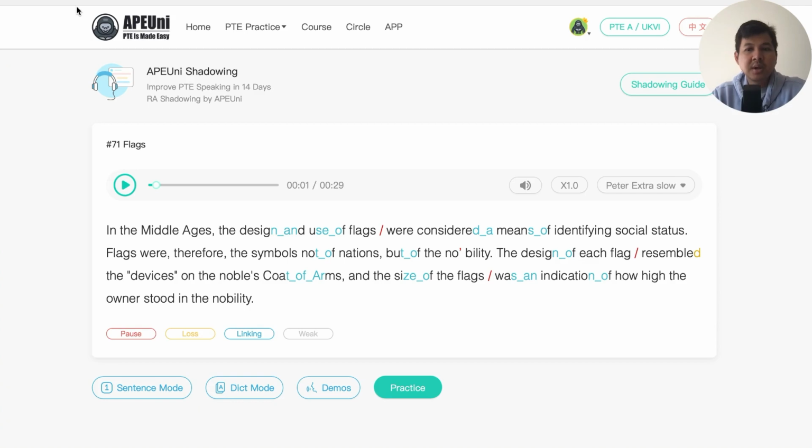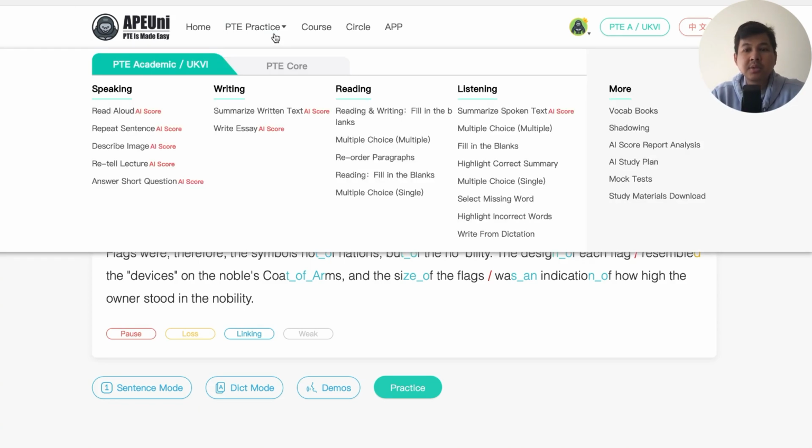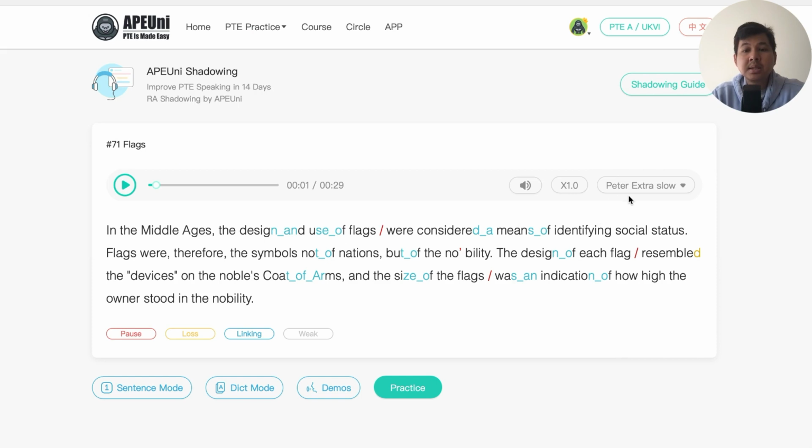In this video, we are going to practice shadowing technique for Read Aloud question 71, flags, together. First of all, we are going to listen to Peter's extra slow version for this passage first, and then we are going to go through sentence by sentence all the detail that we have to practice.